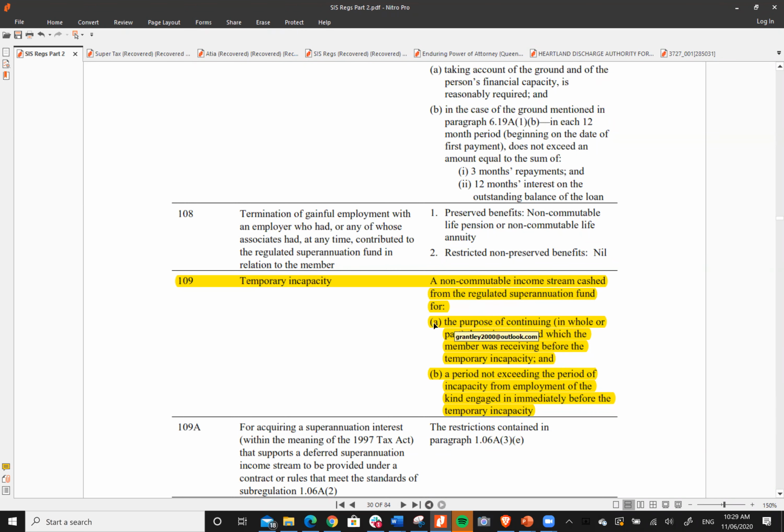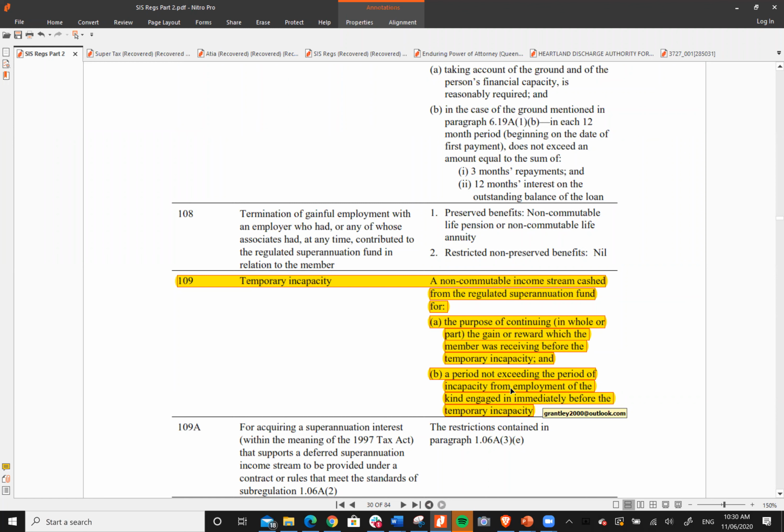For A, the purpose of continuing in whole or part, and this is the important one, the gain or reward which the member was receiving before the temporary incapacity, for a period not exceeding the period of incapacity from employment of the kind engaged in immediately before the temporary incapacity. So let me just cover those couple of issues there, because this is item 109. This is right in the midst of where we're looking.